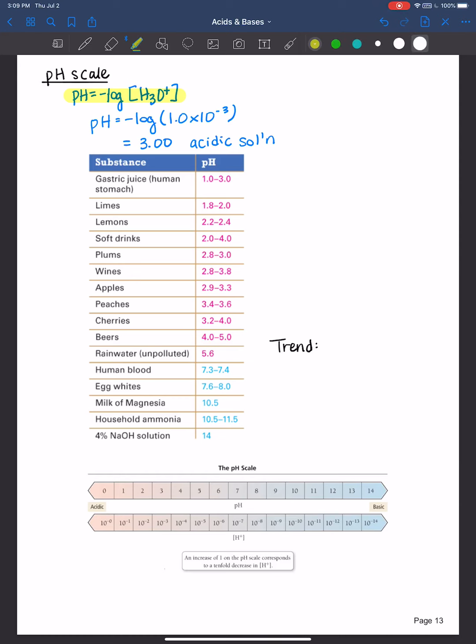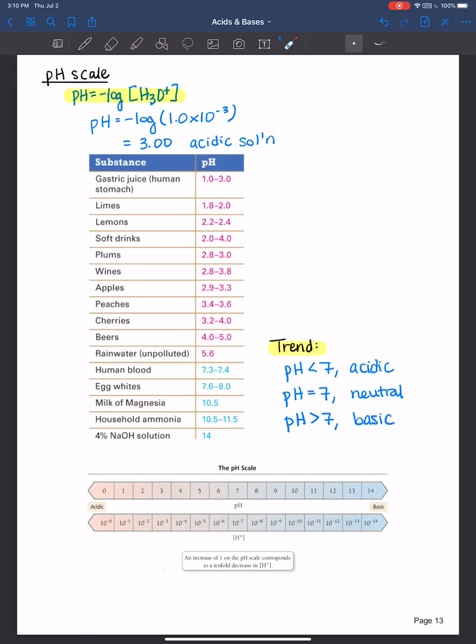The trend with pH is that if pH is less than 7, your solution is acidic. If pH is equal to 7, it is neutral. If pH is greater than 7, it is basic.